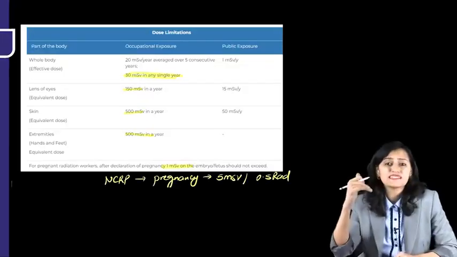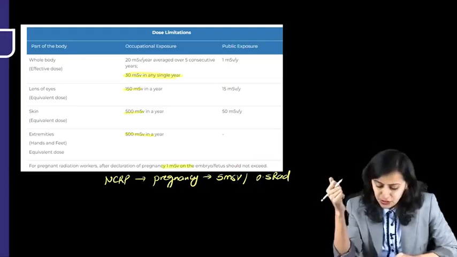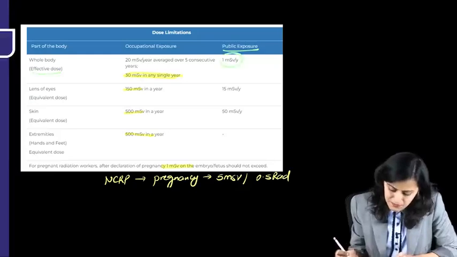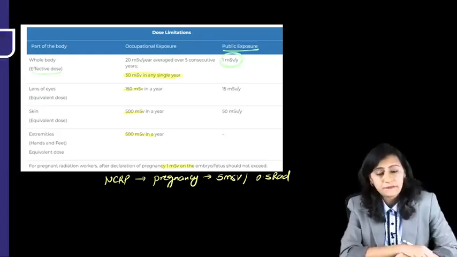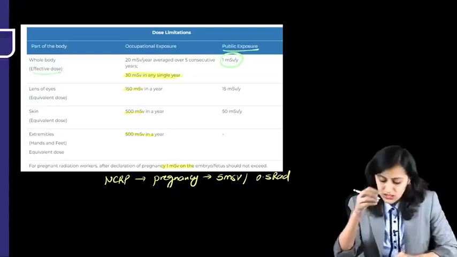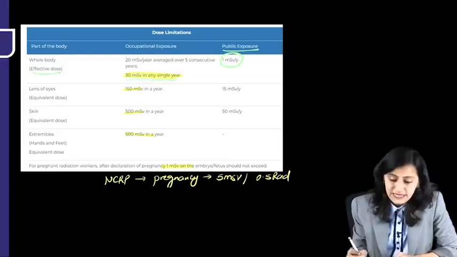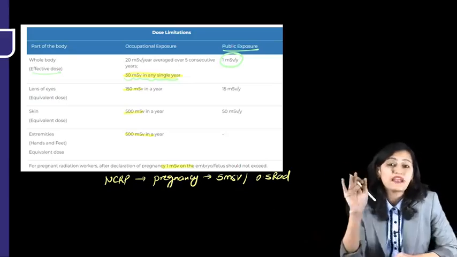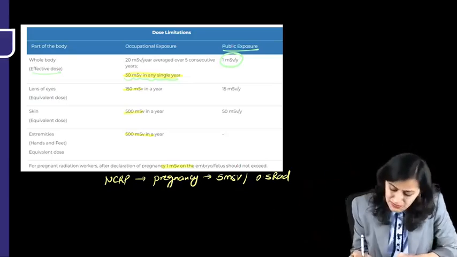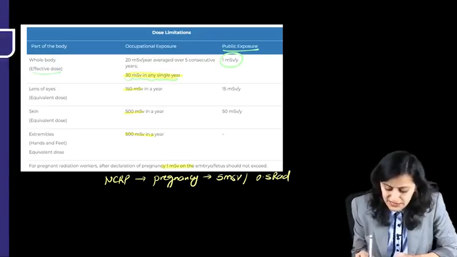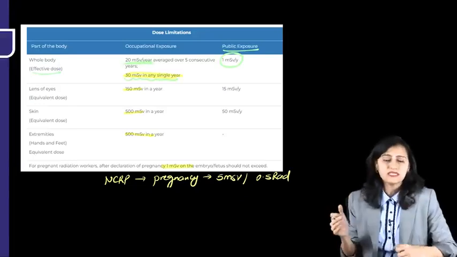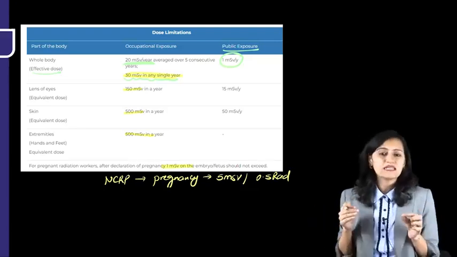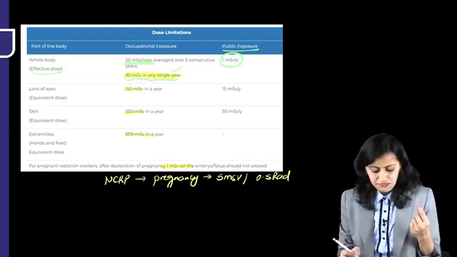Now, what are the dose limits which are set? The dose limit for the general public for whole body is 1 millisievert per year. For the occupational workers, the maximum in any single year is 30 millisieverts. Over a period of 5 years, it is not 150 millisieverts, it is 100 millisieverts. Over 5 years, that is 20 millisieverts per year when you average it over a period of 5 years. But in any particular year, the maximum is 30 millisieverts.